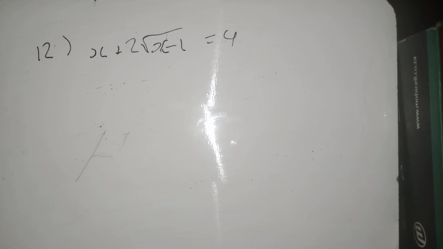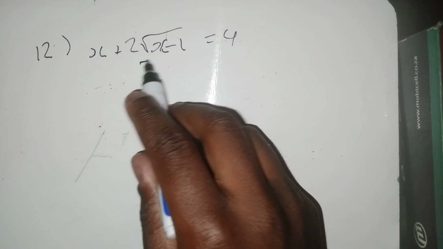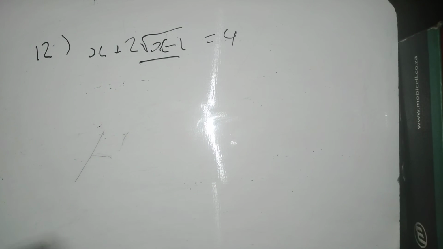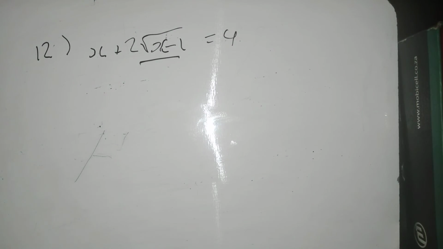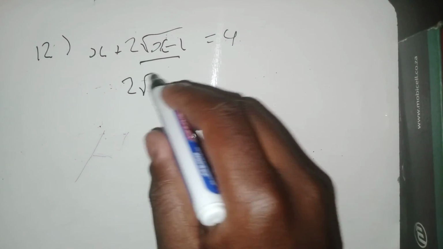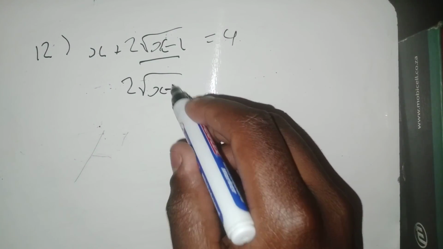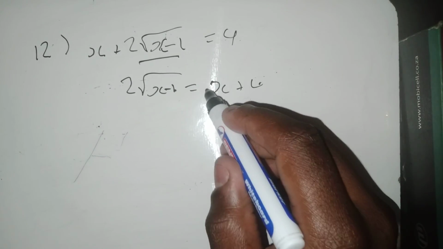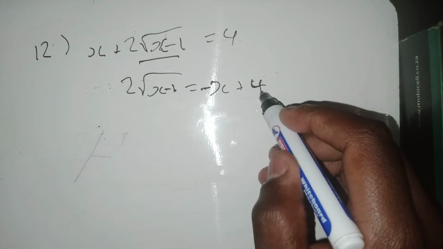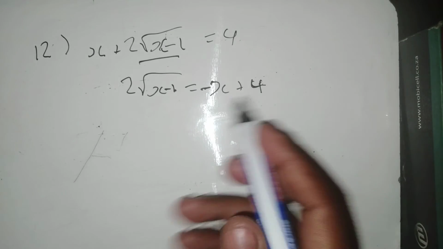And here is the last one, finally. So we have to isolate this part, right? You can pause the video and attempt it, of course. We have to isolate that part, so let's take this to the other side. So it becomes the square root of x minus 1 is equal to minus x plus 4. You can also say 4 minus x. It's up to you. The order doesn't matter.